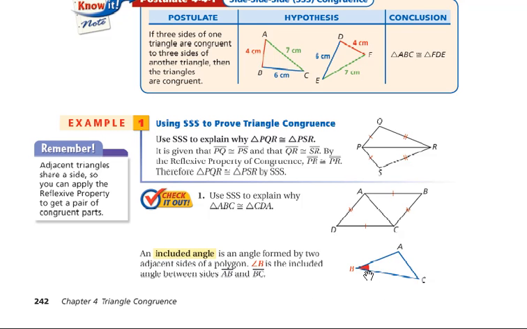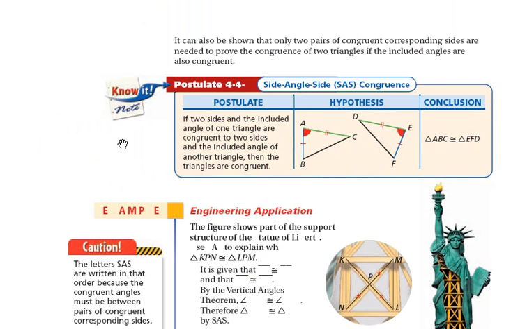One thing that you're going to want to know is something called an included angle. An included angle is basically this angle B, for example, is included between side AB and BC. We want to be aware of that because the next postulate is side-angle-side, and that involves an included angle. It says if two sides and the included angle of one triangle are congruent to two sides and the included angle of another triangle, then the triangles are congruent.